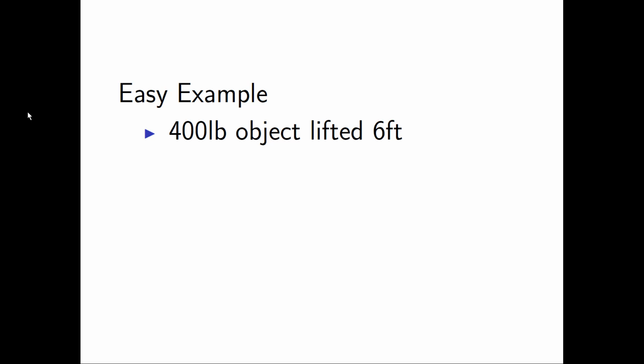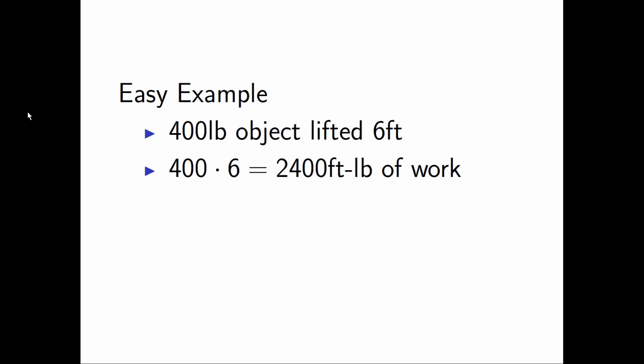Okay, so we'll start with a very simple example. Suppose we have a 400-pound object, and we're going to lift it up 6 feet. Nothing too complicated there. It's a fixed weight and distance, so it's simply 400 times 6. So we get 2,400 foot-pounds of work. For an object where the force is unchanging, we simply multiply, and that's about it.